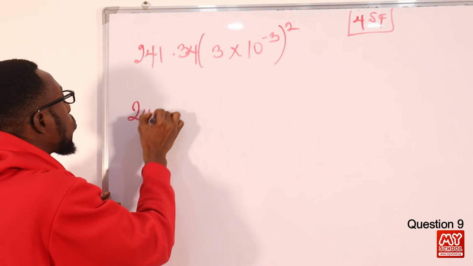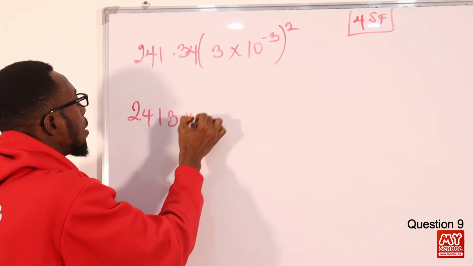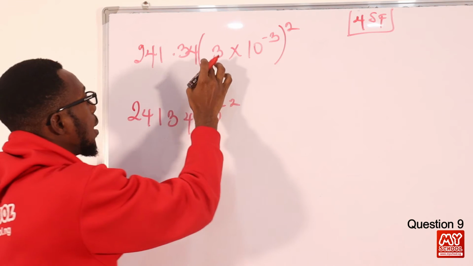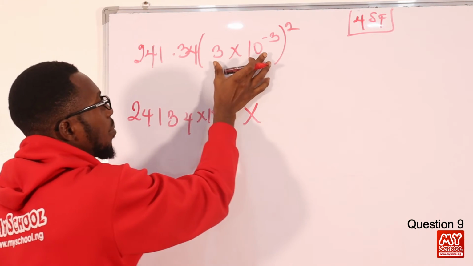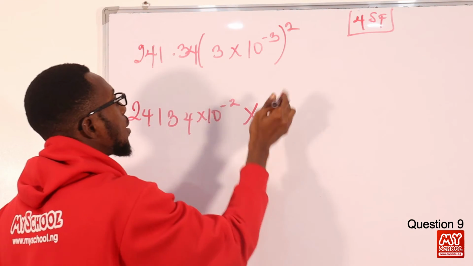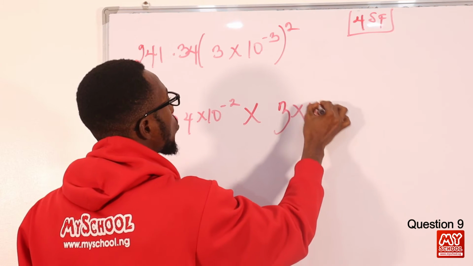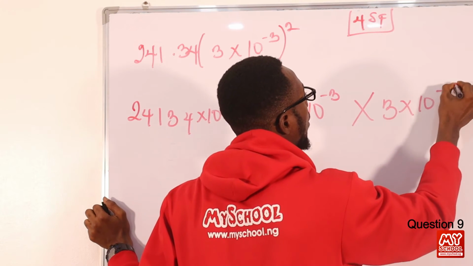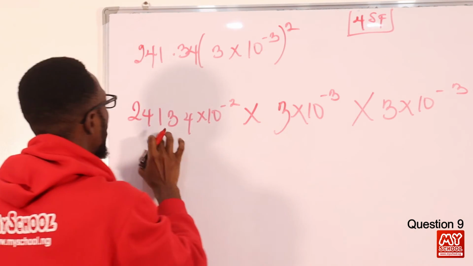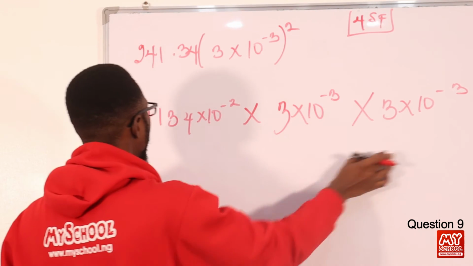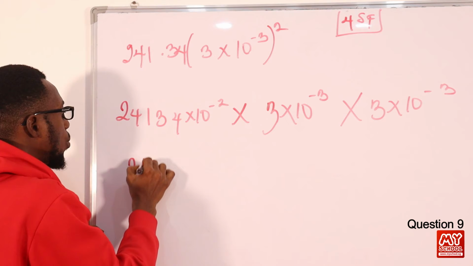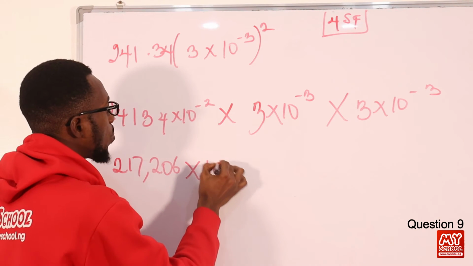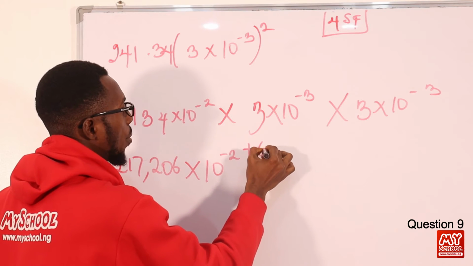Okay, so let me just bring this to standard form. So this will be 241.34 times 10 raised to power minus 2. We can see that, then multiplied by, this is raised to power 2, that means there will be 2 copies of this: 3 times 10 raised to power minus 3 times 3 times 10 raised to power minus 3. So let me bring this whole thing together. 3 times 3, that is 9. 9 times this should give me 217.206, times 10 raised to power minus 2 plus minus 3.